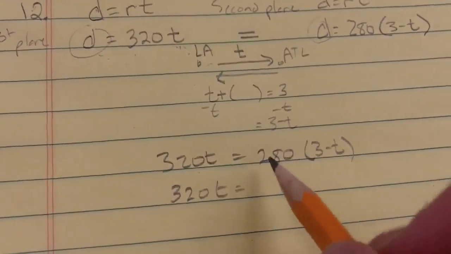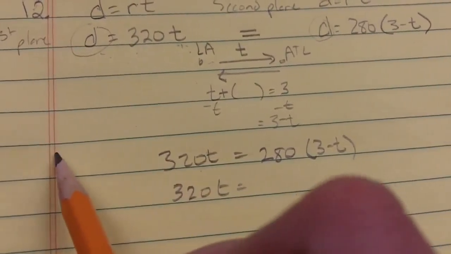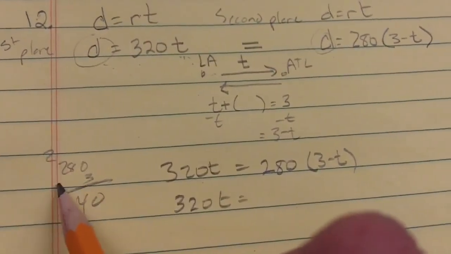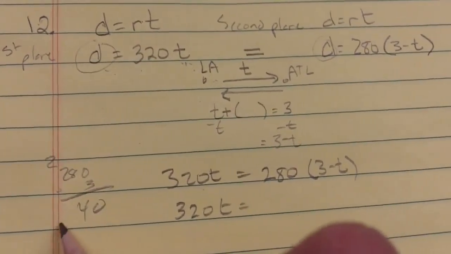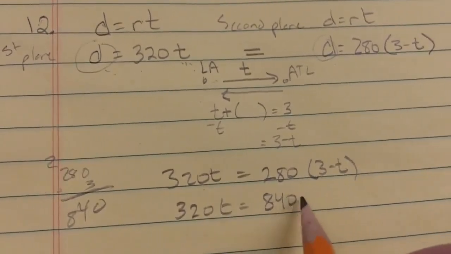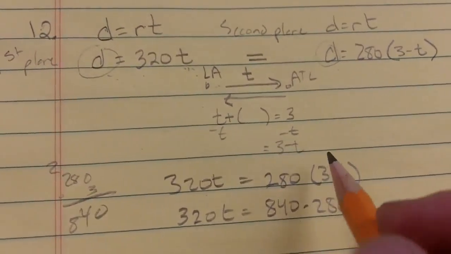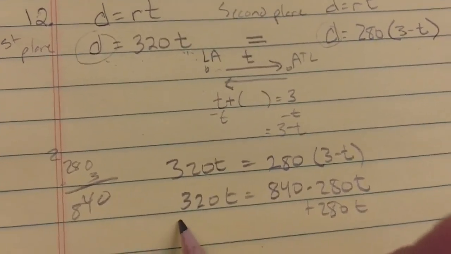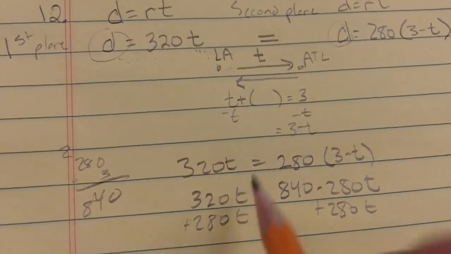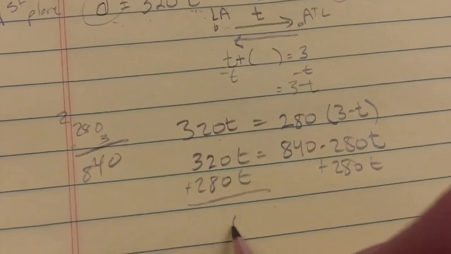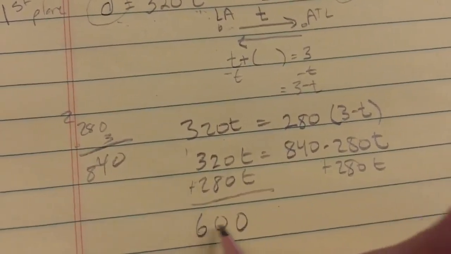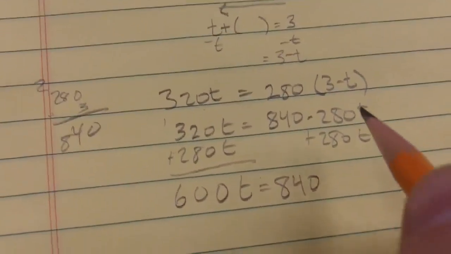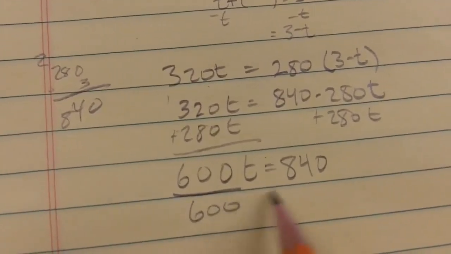320t equals 280 times 3. Figure that out real quick: 840 minus 280t. Add 280t to both sides. 320 plus 280 is 600, so 600t equals 840. Divide both sides by 600.